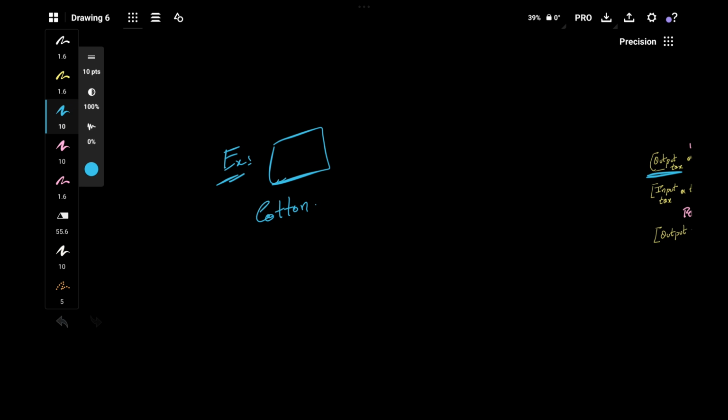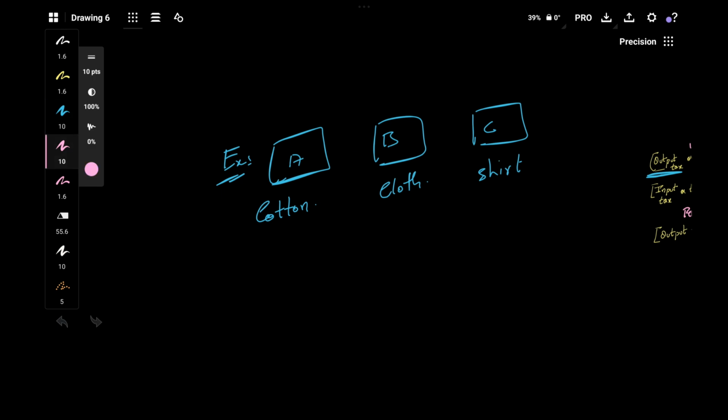This is person A, and there is a person B. B is buying this cotton and making cloth out of it. And there is a person C. He is also a manufacturer, making shirts out of it, the shirts which we wear. Now on cotton, when A is selling to B, the tax rate is 10%.